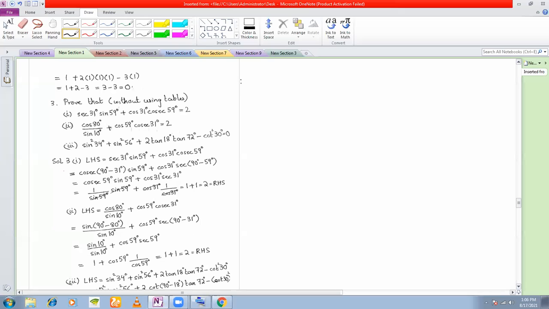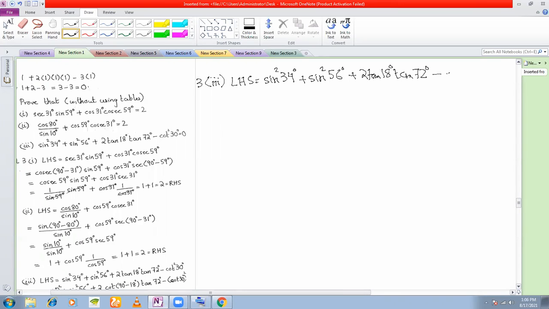Part 3. Left hand side given here is sine square 34 degree plus sine square 56 degree plus 2 tan 18 degree tan 72 degree minus cot square 30 degrees. You have to prove this is equal to 0.